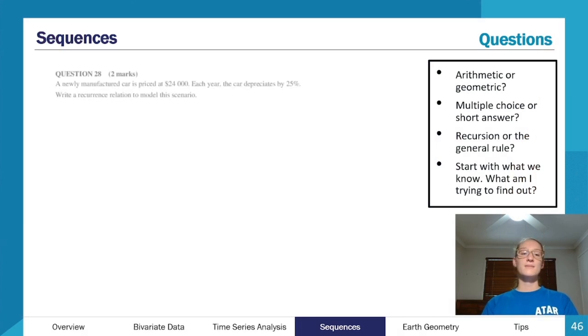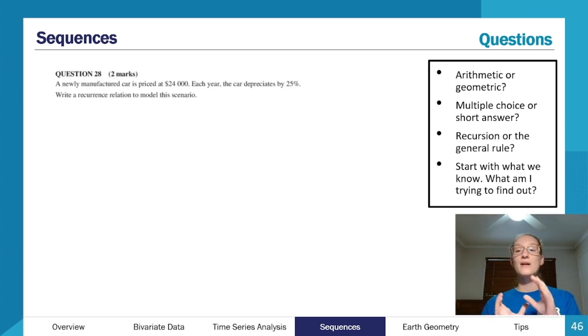Okay, we're going to go through some practice questions. So question 28. A newly manufactured car is priced at $24,000. Each year, the car depreciates, that's a hint there, what might that refer to, by 25%. Write a recurrence relation to model this scenario.